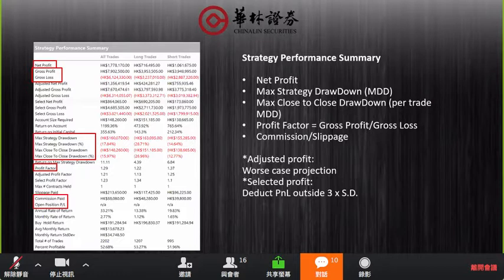And also the strategy drawdown, close to close drawdown. The close to close drawdown would definitely be smaller than the max strategy drawdown, because the max strategy drawdown is measured in each bar of your strategy. So assume the simple case is that you make money at the end of the day, but somehow in the middle you lose. Then the loss in the middle will actually be recorded in the max strategy drawdown, while the close to close drawdown will not include it. That's a difference.